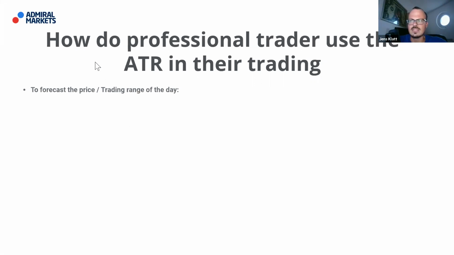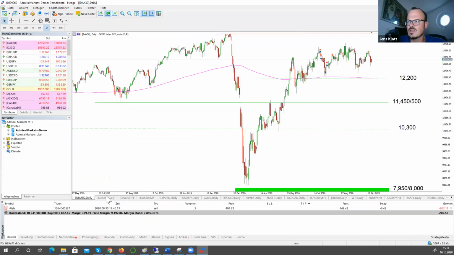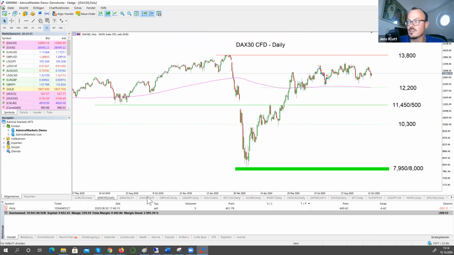So first of all, let's have a look at the forecast of a price, respectively trading range of the day. The question we answer here is what trading range in the traded market can be expected based on historical volatility. To give you an example, let's use the DAX. By the way, this is the daily chart we want to use here, and I think this makes the most sense because we look at the daily trading range we can expect.